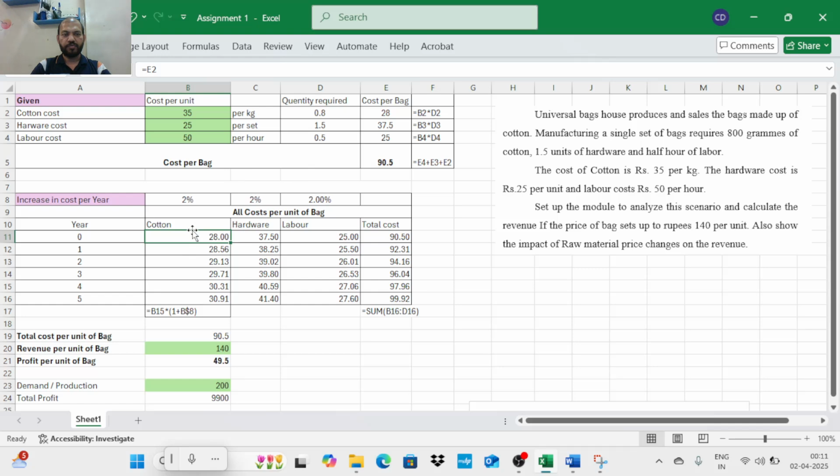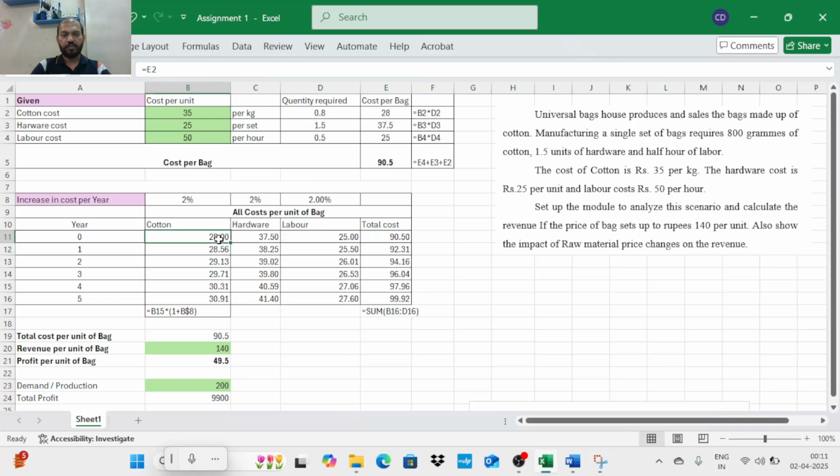Basically, if we check the formula here in cell B11, that is E2. So E2 means we have taken directly this cost from E2, the cost of cotton which is required for producing one bag. Similarly, in cell C11 we have taken data from E3, and in cell D11 we have taken data from E5.